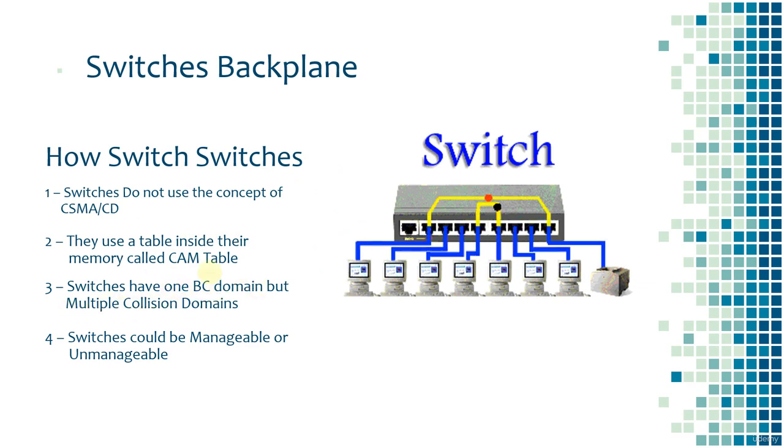What does it mean? It means when this computer, let's say this is PC1, wants to communicate with PC number 5, when it sends this transmission or frame, this frame is going to be received by this computer, this computer, this computer, and the printer as well. So that is why there is one single broadcast domain. On the other hand, in bus topology, we have one collision domain. But in the case of a switch, we have multiple collision domains.